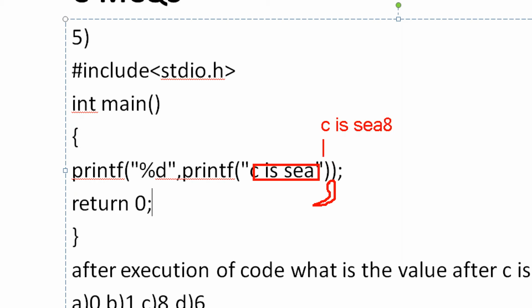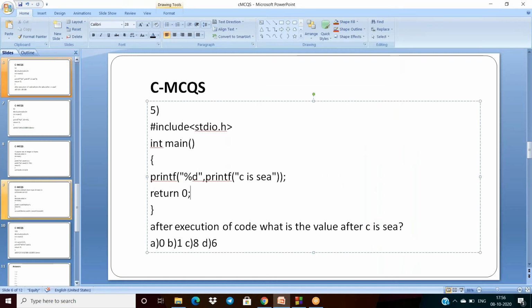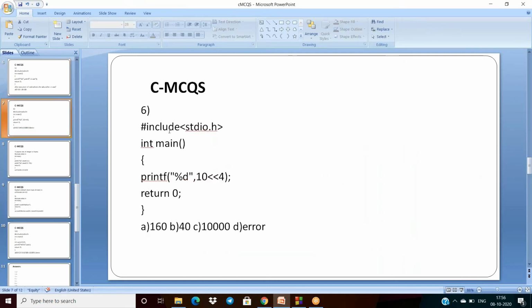Okay. So what is the need here? We just have to display the value after "C is a C", that is 8. So here printf will return the number of characters that have been printed. How many characters are printed here? It is 8, including the space. So that is why its return value is 8. So the answer is 8.